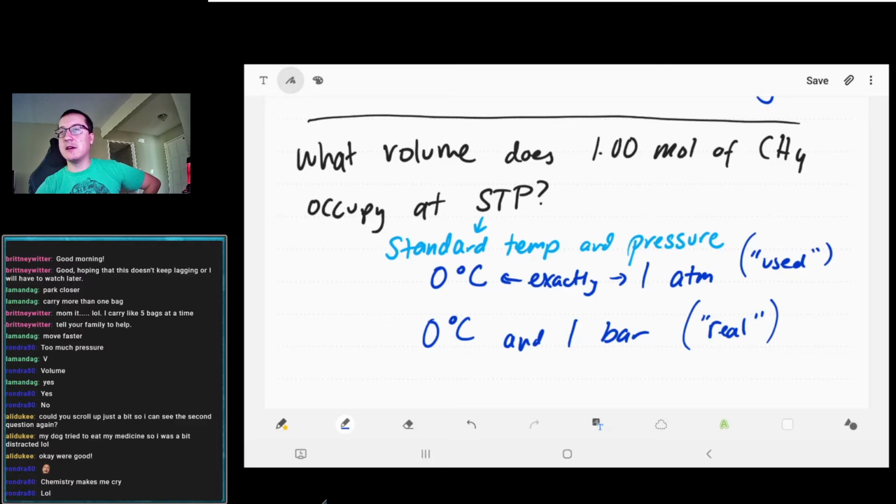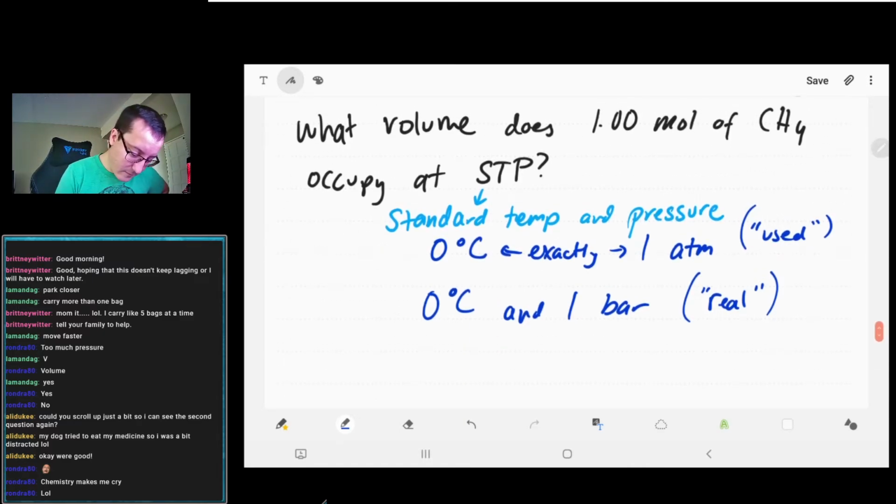Okay, and so this problem that we're going to do right now is something called molar volume, and it'll be important if you take 111. But we'll go through it. So we have 0 degrees Celsius. We already saw that was 273.15 Kelvin. So we can go ahead and do this.